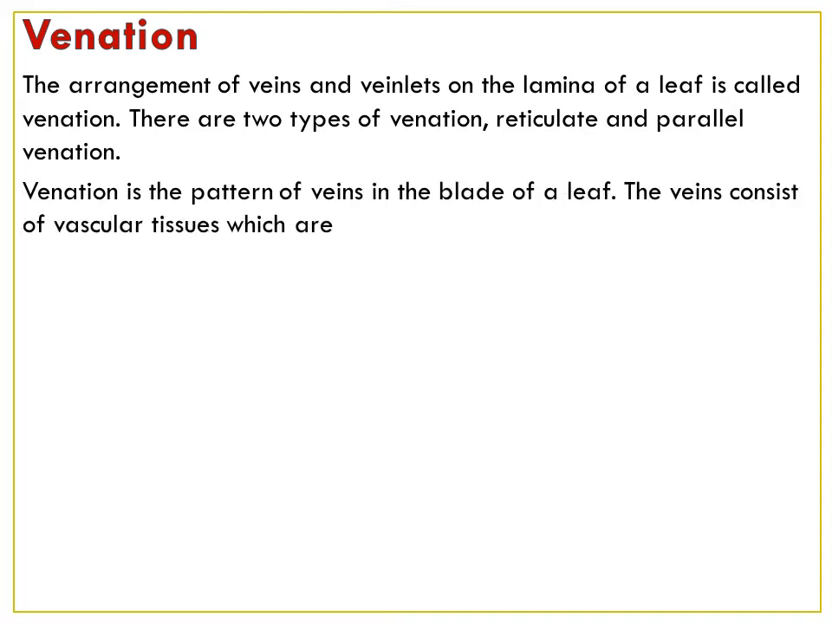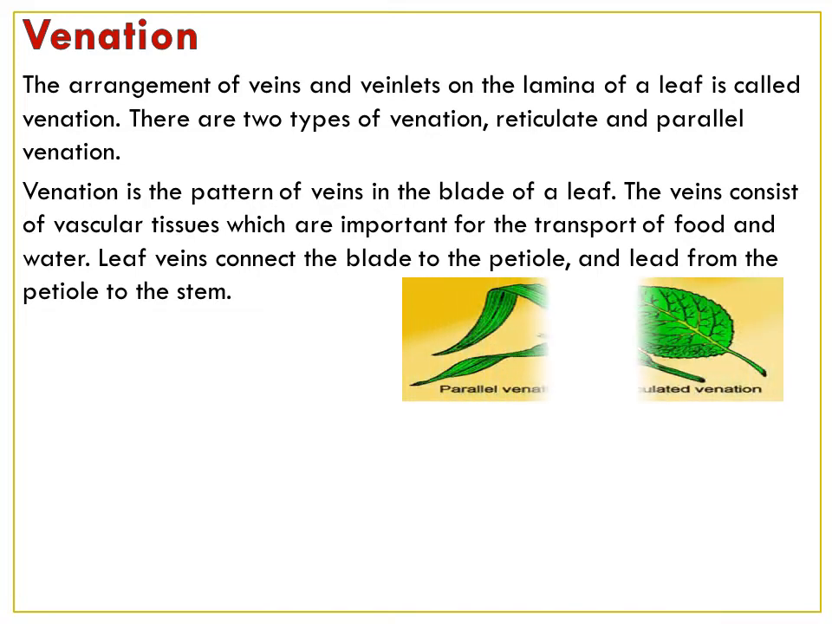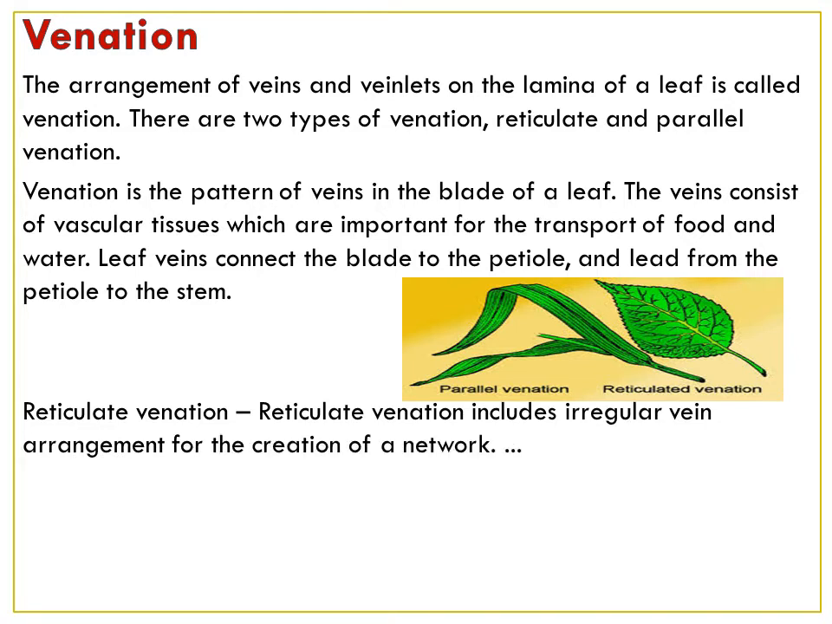The veins consist of vascular tissues which are important for the transport of food and water. Leaf veins connect the blade to the petiole and lead from the petiole to the stem. What is reticulate venation and parallel venation? There are two types. See the diagram of parallel venation and reticulate. There is a lot of difference in the leaves, isn't it?